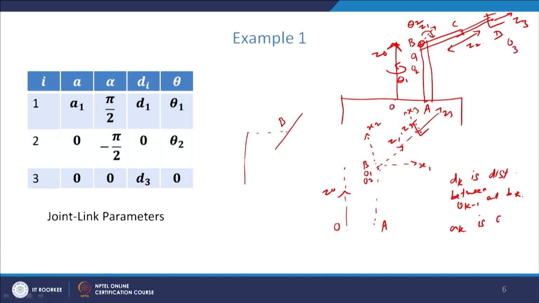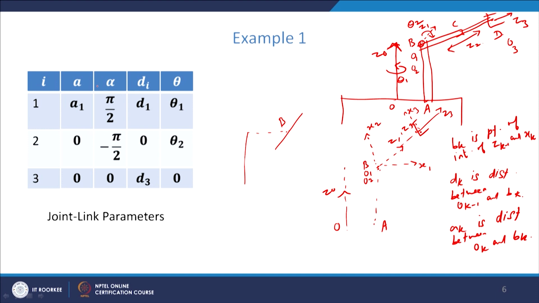Similarly, AK is the distance between OK and BK. BK is the point of intersection of Zk minus 1 and Xk. So, these rules can be followed and we can easily obtain the values of all the parameters theta, d, alpha and a from this expression.